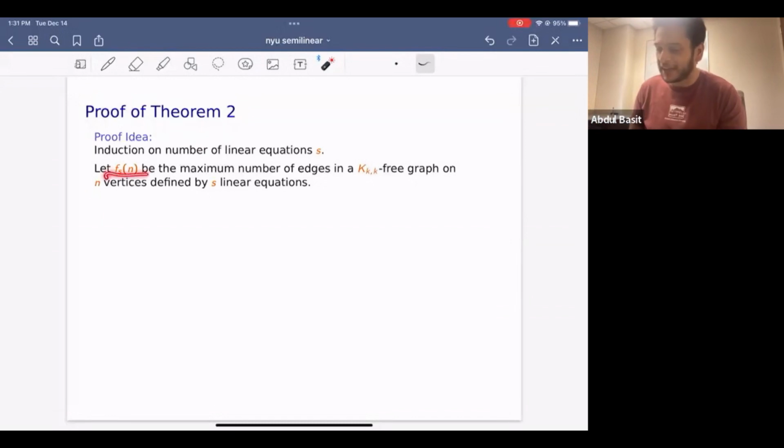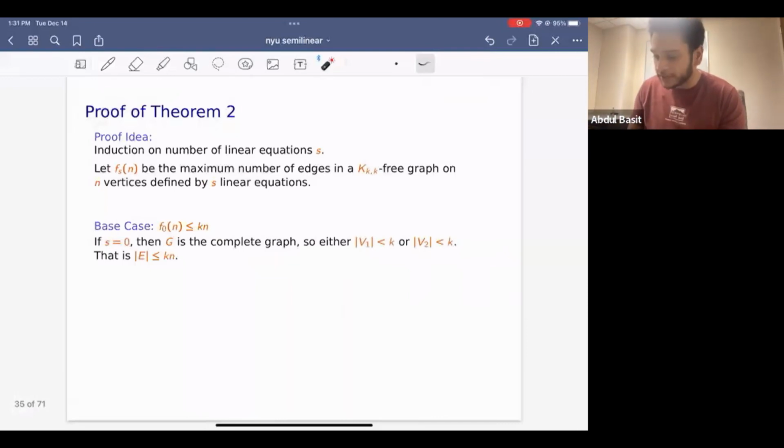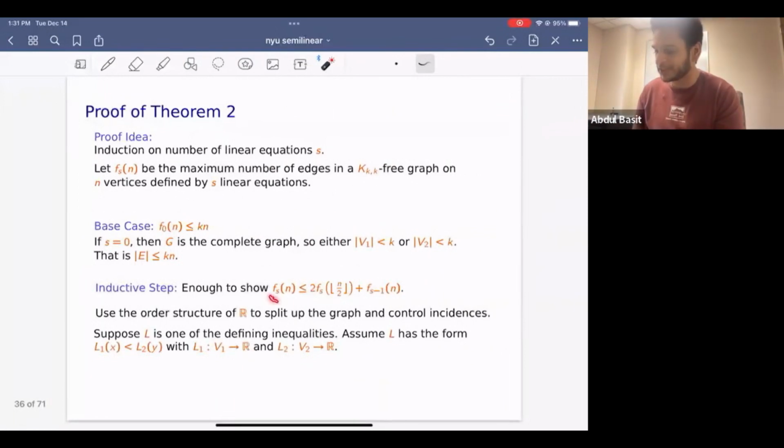Okay, so let F_s(n) be the maximum number of edges in a K_{k,k}-free graph on n vertices with s linear inequalities. And what we do is an induction on s. The base case is fairly simple. If there are no linear inequalities, then I have a complete graph, so at most k times n, that's not too hard. Right, what do we do then? We show this inequality: F_s(n) is at most twice F_s(n/2) plus F_{s-1}(n). So in one case we're going down in the number of vertices, and in the other case we're going down in the number of inequalities.